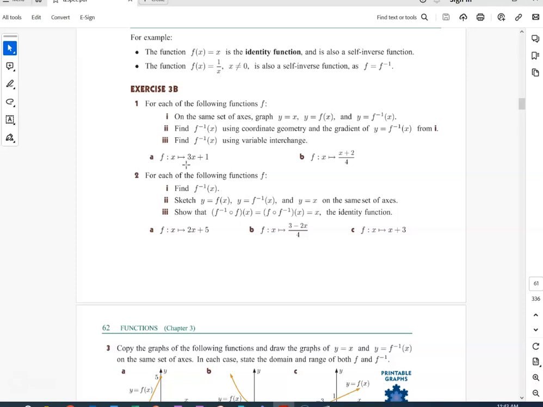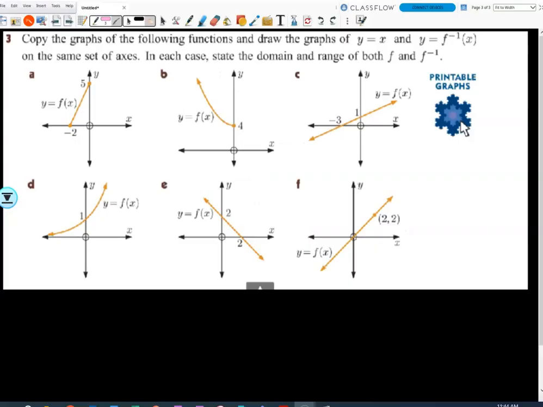I don't think I really want to do 1 and 2. After the following functions, and I'm doing this quickly because it's very simple and you won't get questions like this, but you never know. So, draw the graphs of y equals x and then y equals, then do the inverse. So we would have a nice, you know, y equals x, 1, 1, 2, 2, 3, 3, so on and so forth.